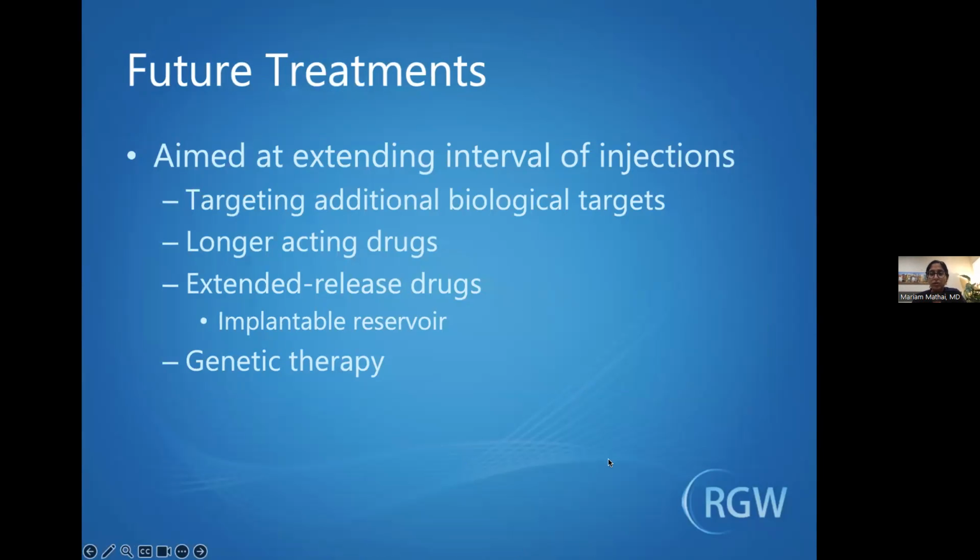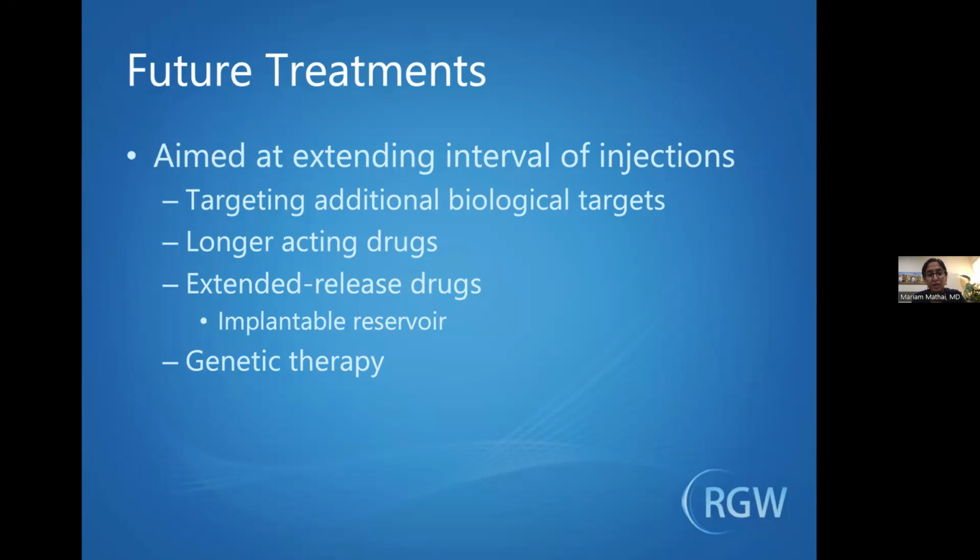Now, the newer agents are really aimed at decreasing the amount of injections you need over time. Not only is it a burden on you to get these injections every month, but also coming into the doctor once a month is a tough ask. And we definitely understand that, as do pharmaceutical companies. So they are trying to get longer acting medicines. A lot of you may have heard of a drug called Vabysmo that they've been advertising quite a bit. Some of these drugs go out to 3 to 4 months between injections for a lucky subset of patients.